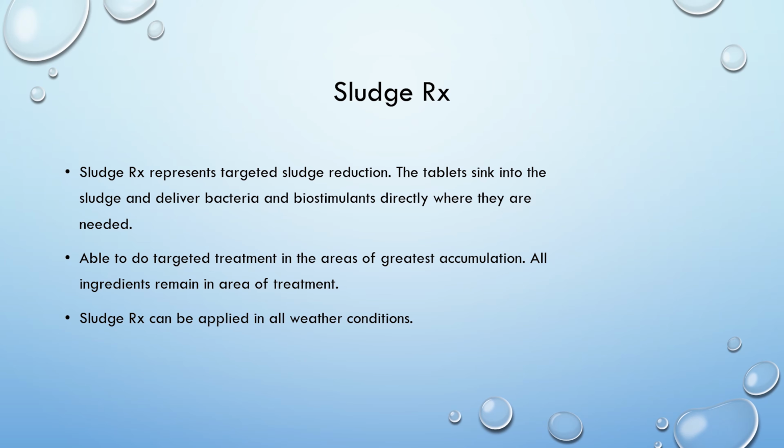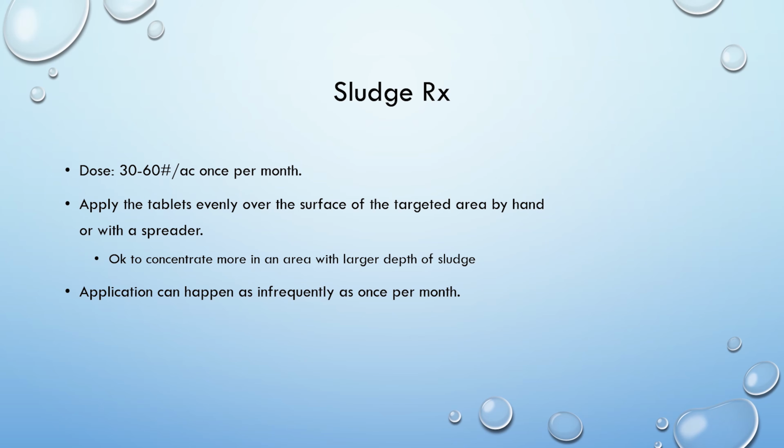So Sludge Rx can be applied in all weather conditions, and the tablets can be broadcasted evenly over the surface of the target area, either by hand or with a mechanical spreader. Sludge Rx contains a synergistic blend of bacterial cultures and biostimulants, and that combination helps to dramatically reduce the sludge and nutrients in wastewater lagoons. So the dose rate for Sludge Rx is 30 to 60 pounds per acre once per month.